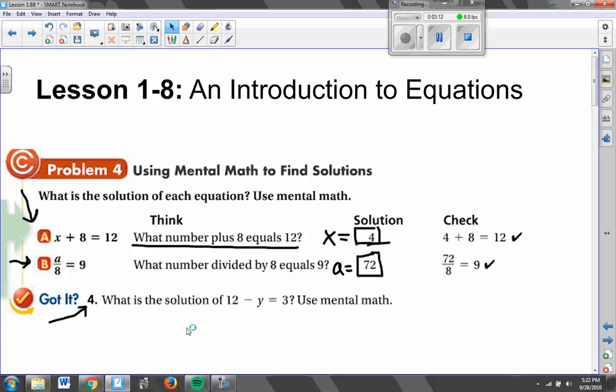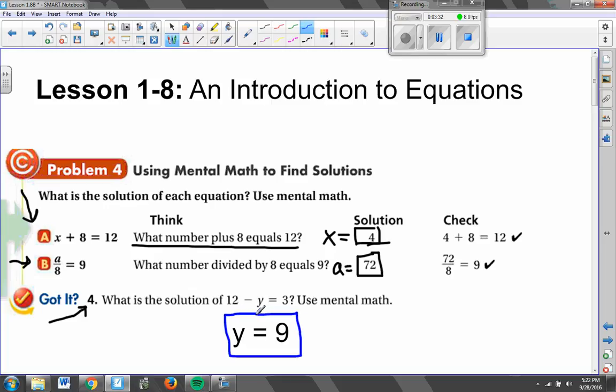Okay. The answer here is y equals 9, because when we do 12 minus 9, the answer we get is 3. 12 minus 9 does equal 3. So the solution is y equals 9. And that's what I would want to see in your practice problems as well. Tell me what the variable is and what it equals. It equals 9.